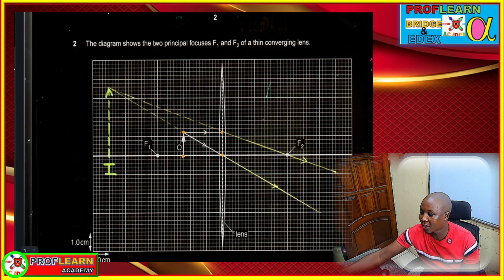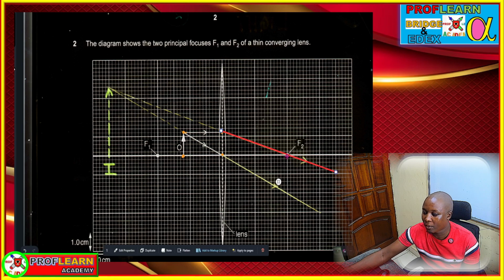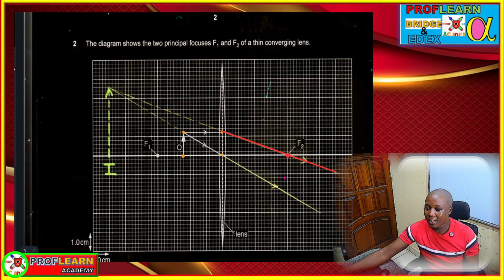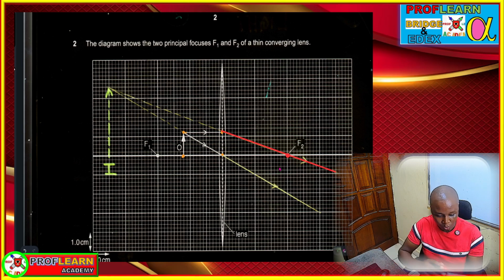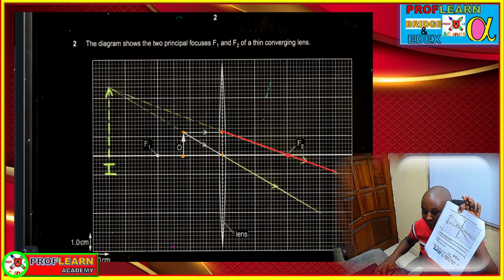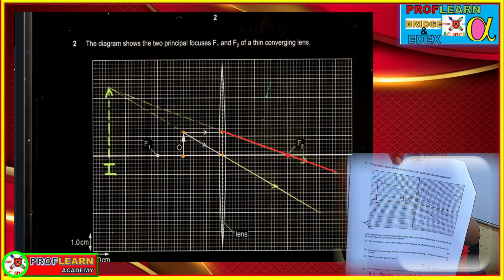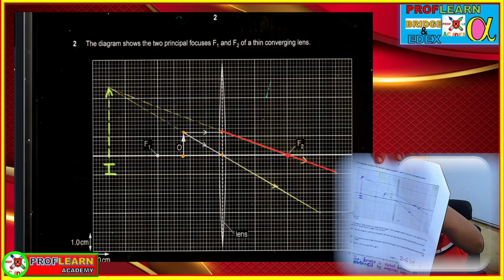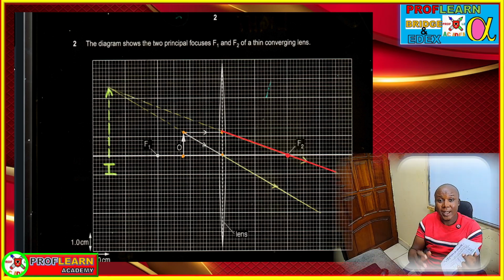The moment it hits the lens, it's going to be refracted such that it passes through the principal focus, such that it passes through F. But you see, these two rays are diverging from each other, which means the two rays will never meet at any given point. Since the two rays are not going to meet anywhere, we are going to extend them backward so that we can locate where the image is.